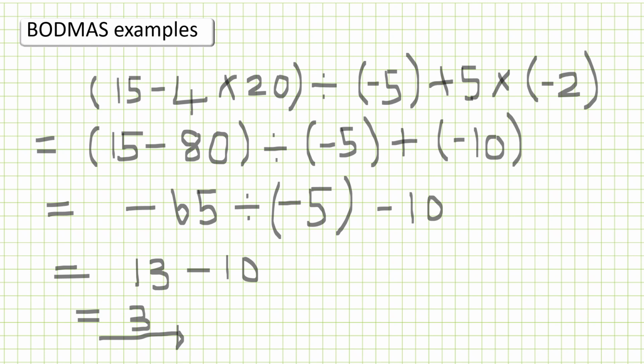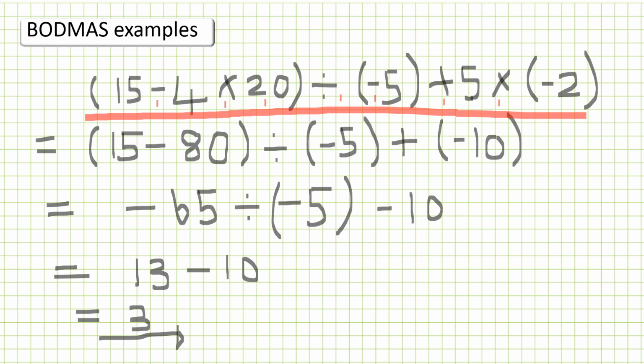Right, let's have a look at this example. We've been given, let me change color to red, this following expression. In brackets, we've got 15 minus 4 multiplied by 20. Tricky. Divided by minus 5 in brackets, plus 5 multiplied by minus 2. This looks interesting and you have to be very careful. So let's solve what's inside these brackets.